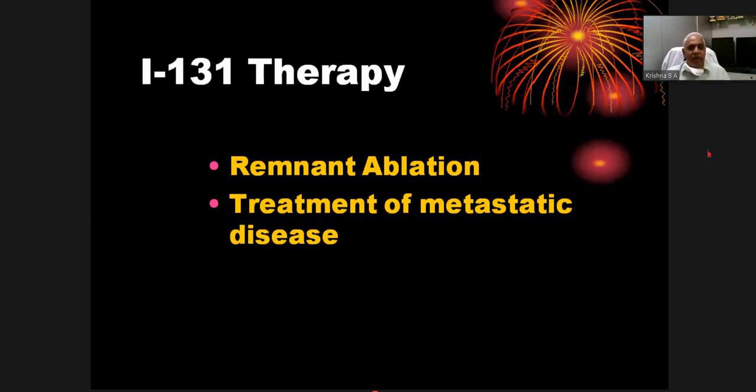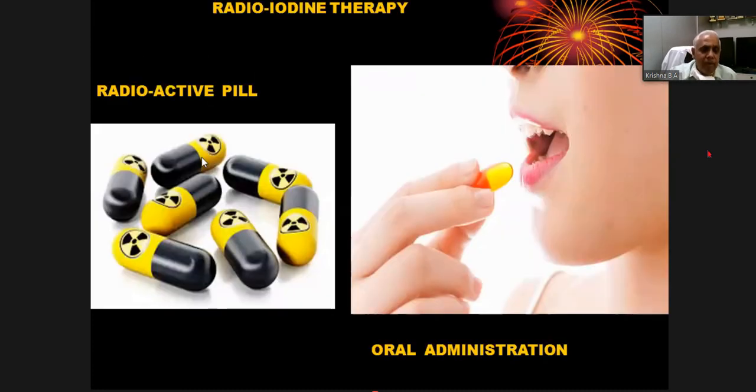Coming to radioiodine therapy itself, it is of two types. One is remnant ablation and second is treatment of the metastatic disease. How do we give this radioactive iodine? In my older days, 30 years ago, it was all in the liquid form which the patient would take orally. But today BARC gives us the radioiodine in a capsule form. So the patient is given the radioactive iodine therapeutic dose in a capsule form.